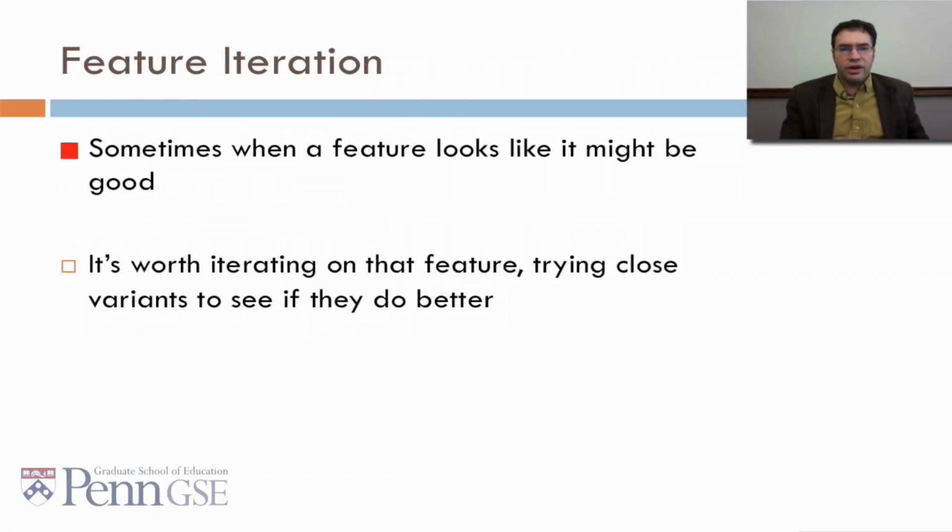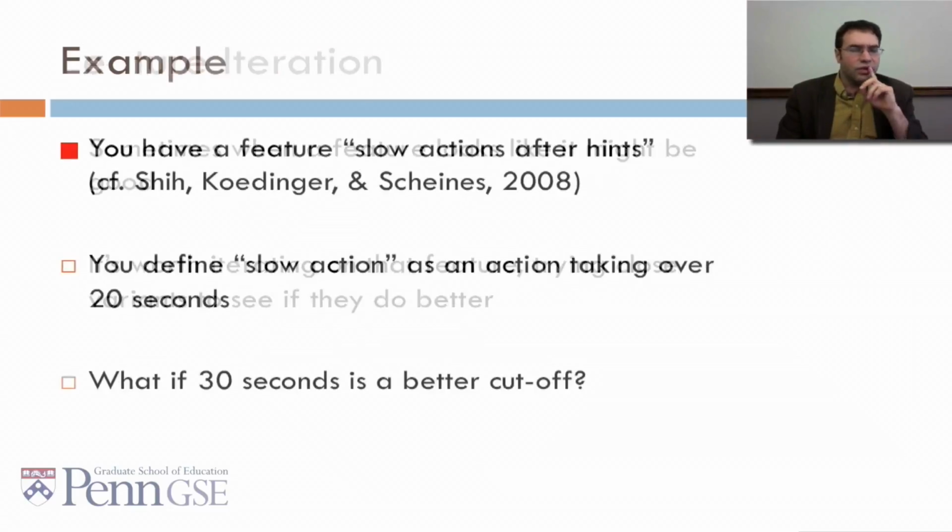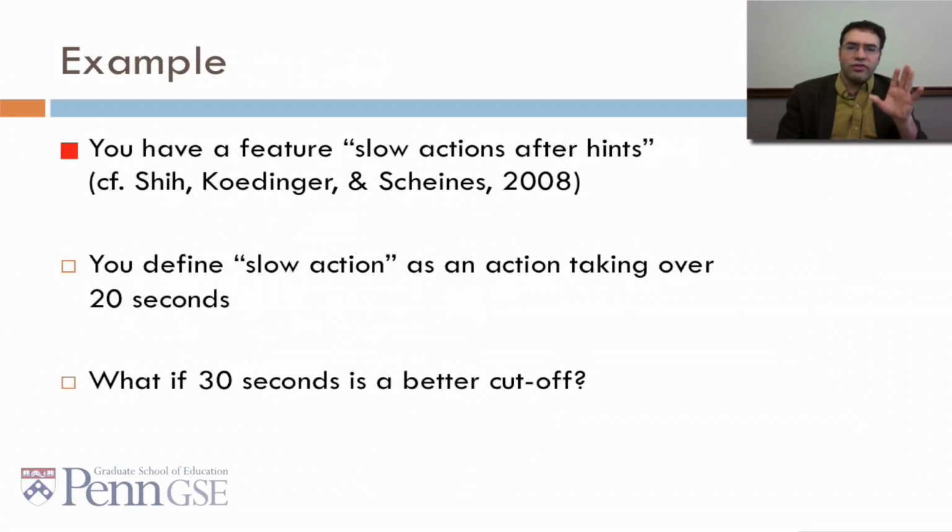Another important step in feature engineering is feature iteration. Sometimes when a feature looks like it might be good, it's worth iterating on that feature, trying close variants to see if they do better. For example, let's say you have a feature, slow actions after hints, and you define slow action as an action taking over 20 seconds. It's plausible, but what if 30 seconds is the better cutoff? What if 30-second actions or longer after hints actually are a better prediction of student learning because these hints take 30 seconds to read and think through?